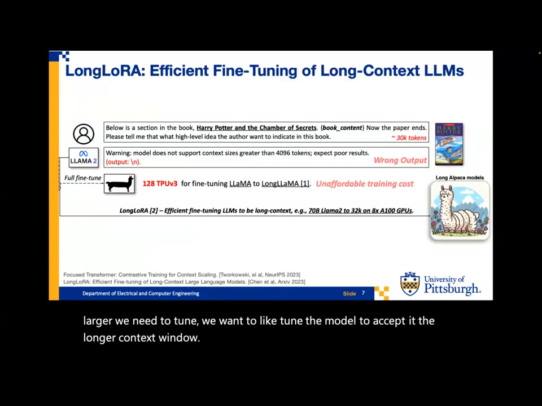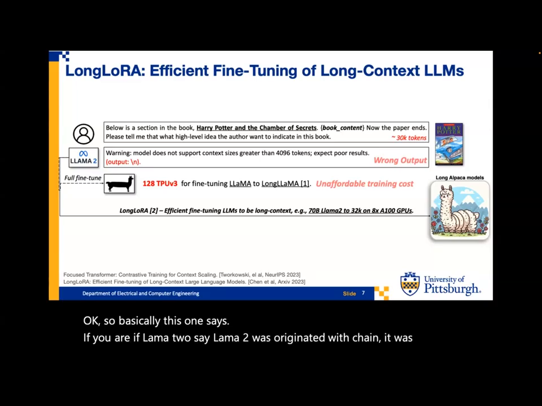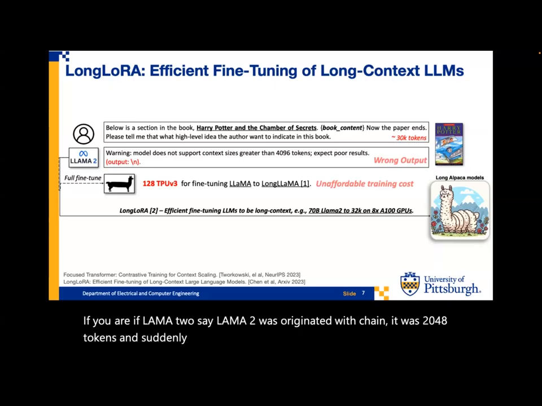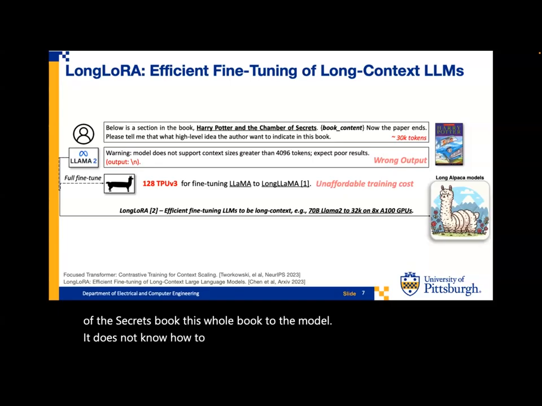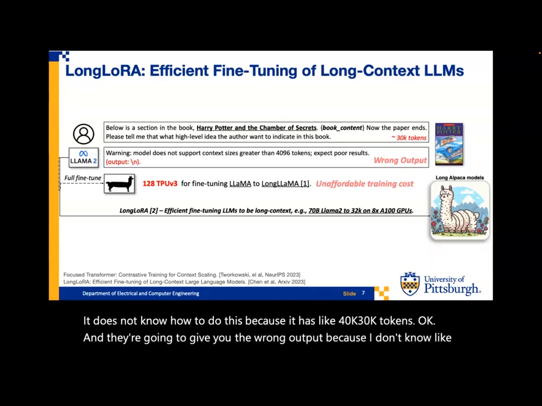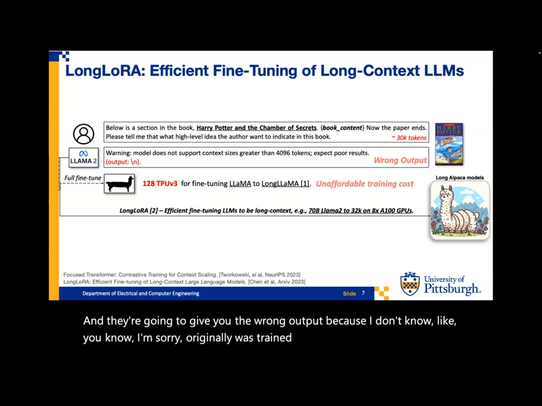Okay. So basically, if Llama 2 was trained with 4,096 tokens, and suddenly you are giving the whole Harry Potter and the Chamber of Secrets book to the model, it does not know how to do this because it has like 30K, 40K tokens. It'll just give you the wrong output. Originally it was trained with 4,096 tokens. Now I have 30K tokens. I don't know how to handle it, right?